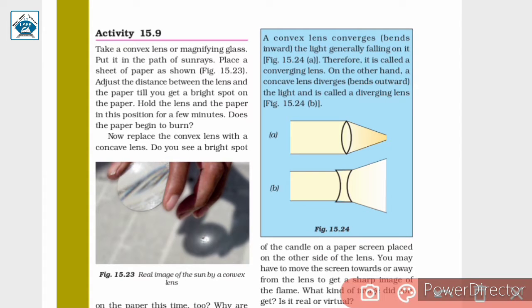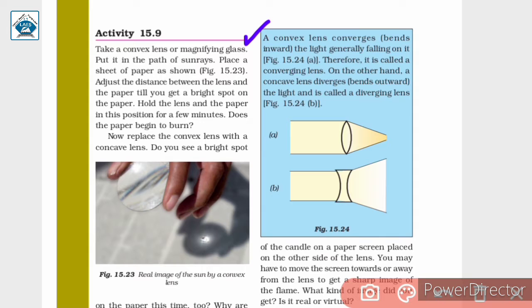Hello students, let us continue chapter 15 Light. In the previous class, we discussed images formed by lenses, which are convex lens and concave lens. So we discussed the real image of the sun that is formed by a convex lens in activity 15.9. Here we are given some more information about lenses.